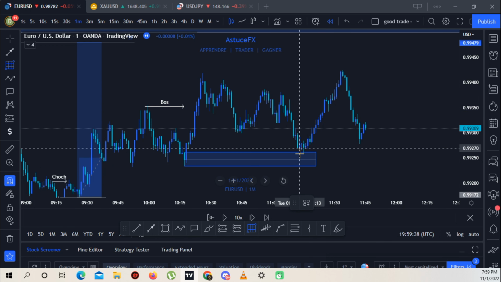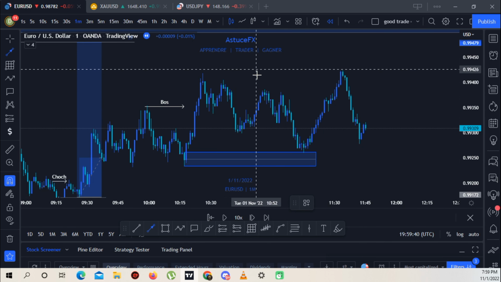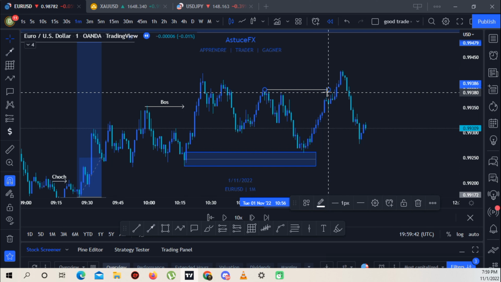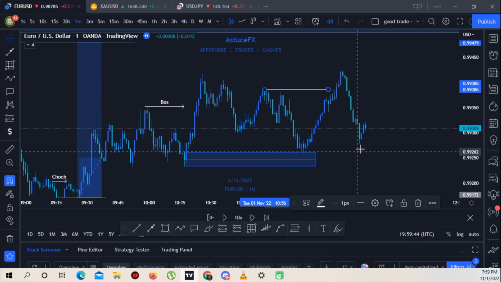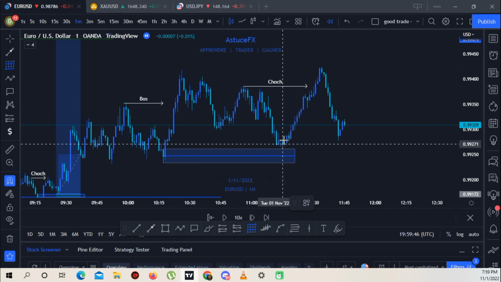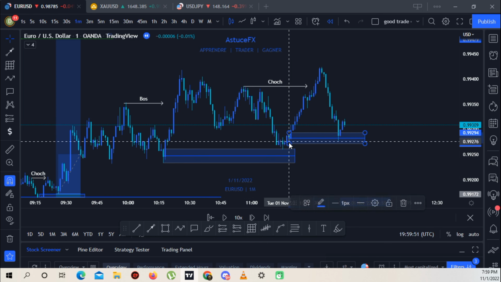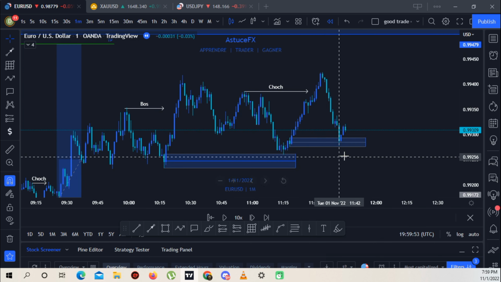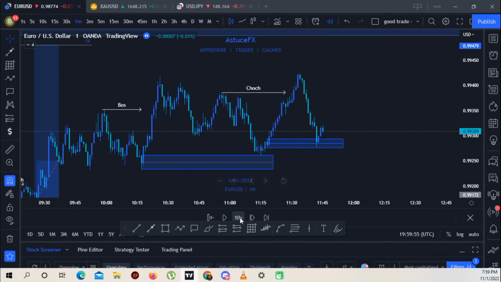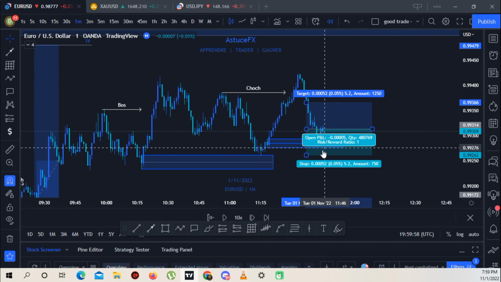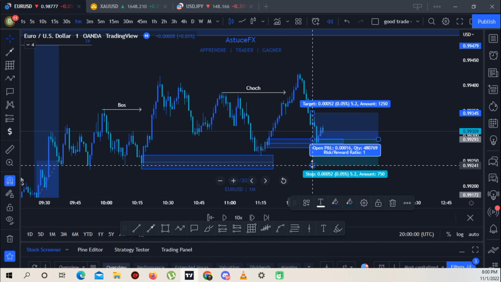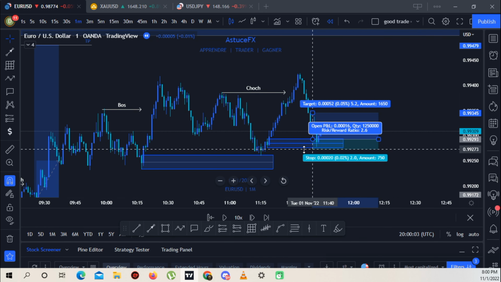When price came, tapped and went up, we got this change of character, which was our confirmation entry. So this one is our change of character. We need some sort of demand zone to enter from, and I can get this nice OB here, this order block. This was my confirmation entry. So I get my confirmation entry here. I enter. I put my stop below the low, somewhere here, yeah.